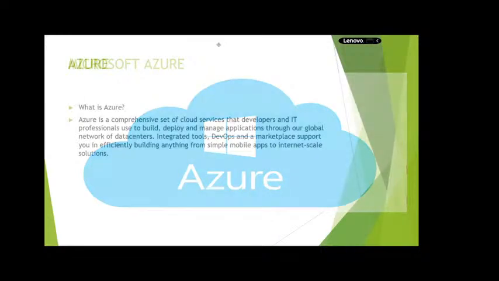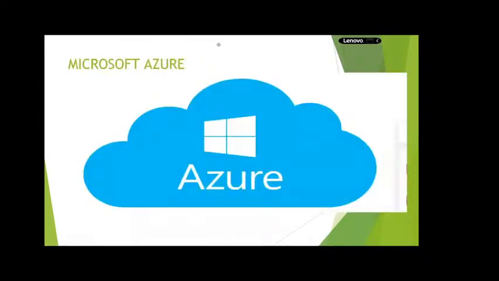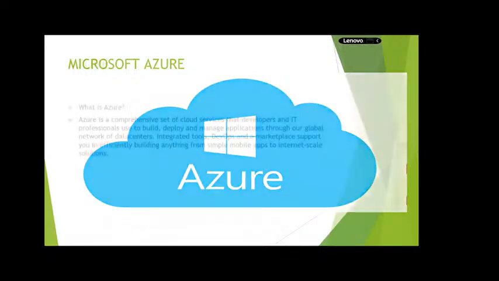Azure is a comprehensive set of cloud services. Note it down. What is Microsoft Azure? Azure is a comprehensive set of cloud services where we can build, deploy, manage, and access applications through global network data centers. That is called Microsoft Azure. This is the exact definition. This definition is provided by Microsoft, not by me. As it is, I copied and pasted it here.